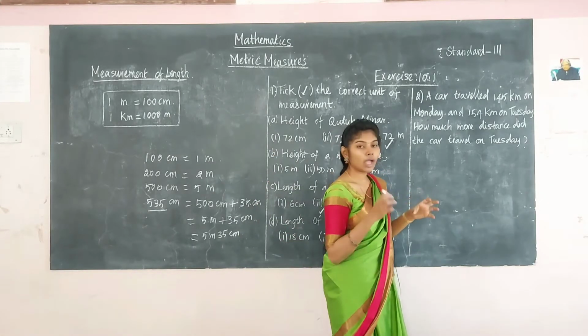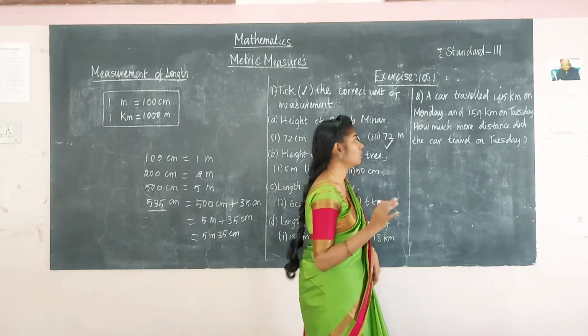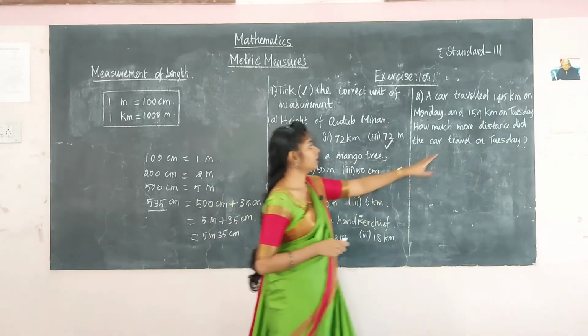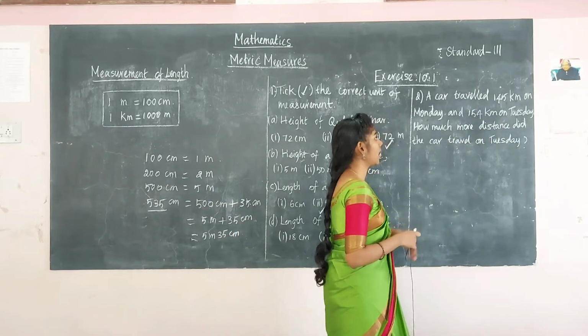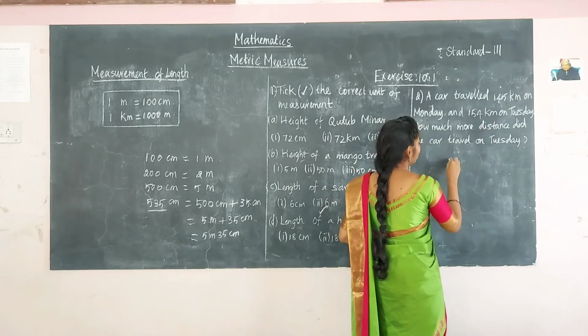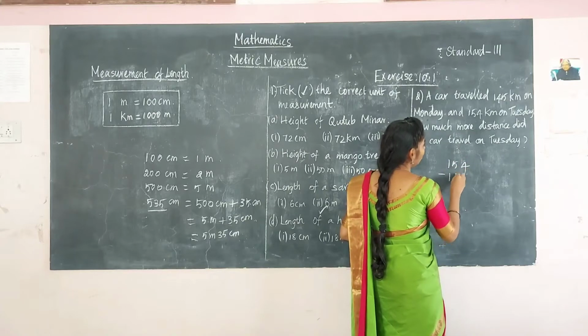To find that, what we have to do is just subtract those two numbers. Then you will find the answer for how much more distance they travelled on Tuesday. So first write that number 154 and then subtract that number 145.